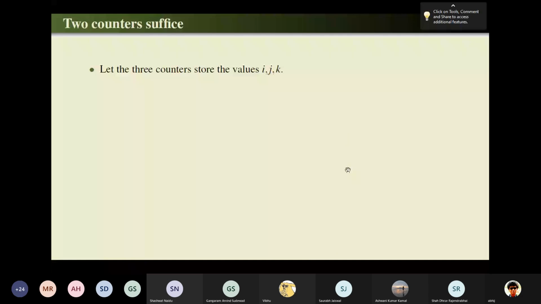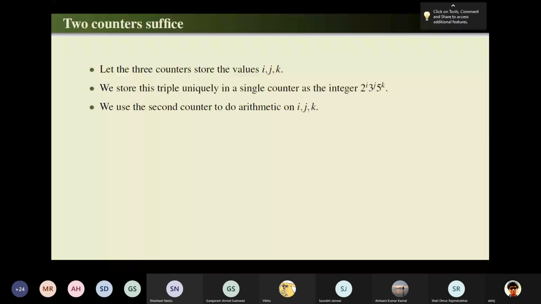Okay, so we are planning to manage 3 counters using only 2, and that was the scheme. And I will now show how I can, for example, work on this counter J in this mode. Okay, so J means this is the power of 3.